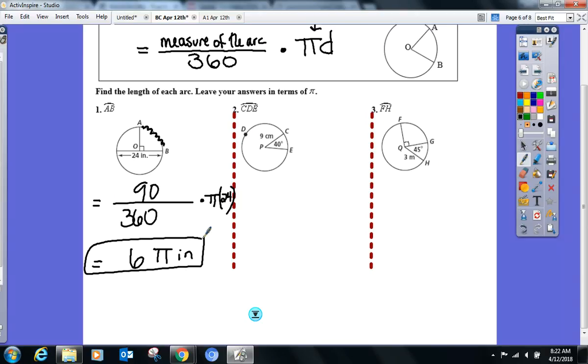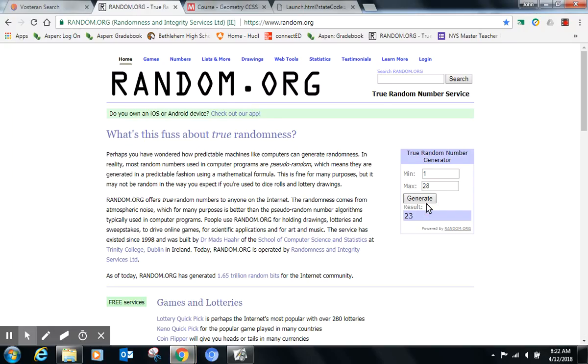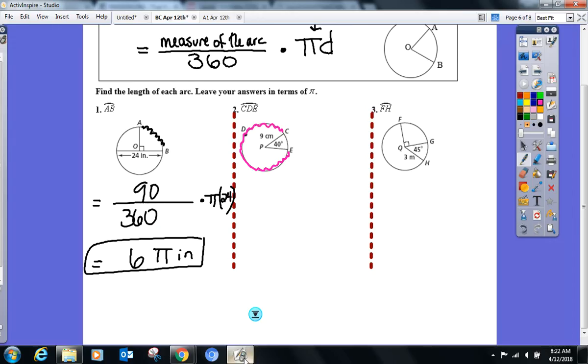Number 2, CDE. I want the measure of arc, or the length of arc CDE. Given that that's 40, but 40 is not going into my formula. All right, little help. What is the measure of CDE? Because it's not 40. 40 is the measure of arc CE. So what would be the measure of arc CDE?